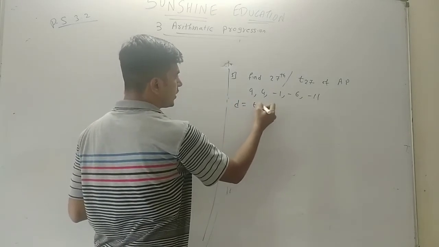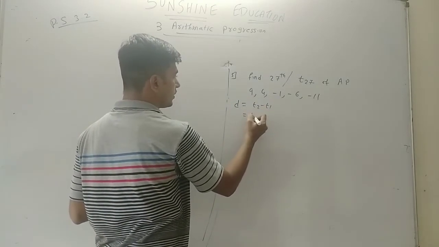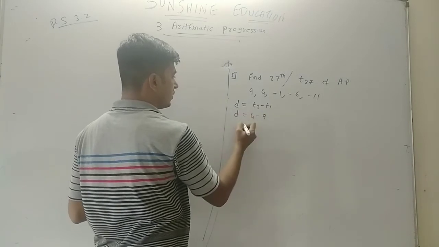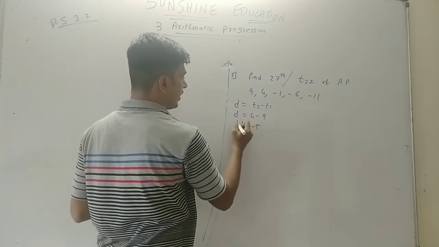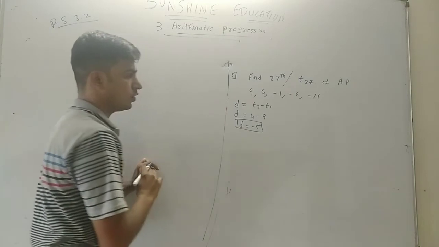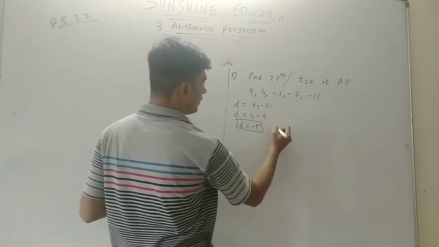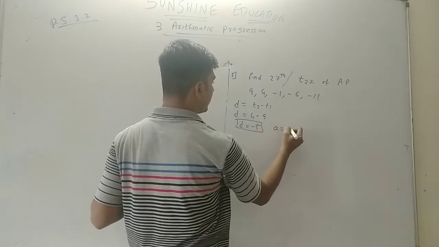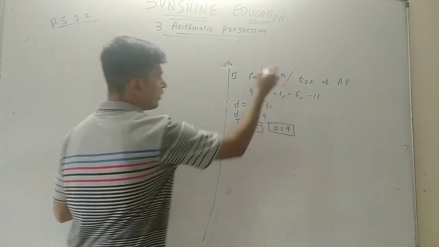D is equal to T2 minus T1. That is 4 minus 9. So D is minus 5. Okay, and we have A. A is equal to 9 directly. So you can find out T27.